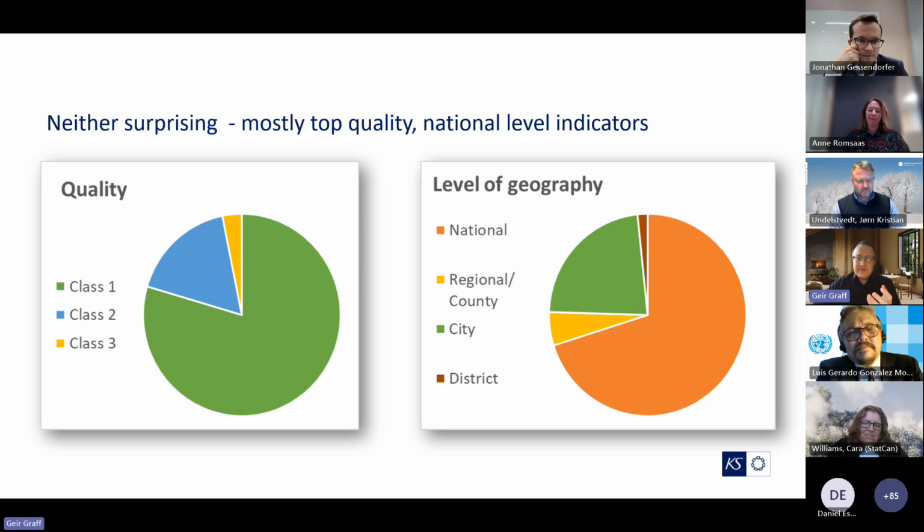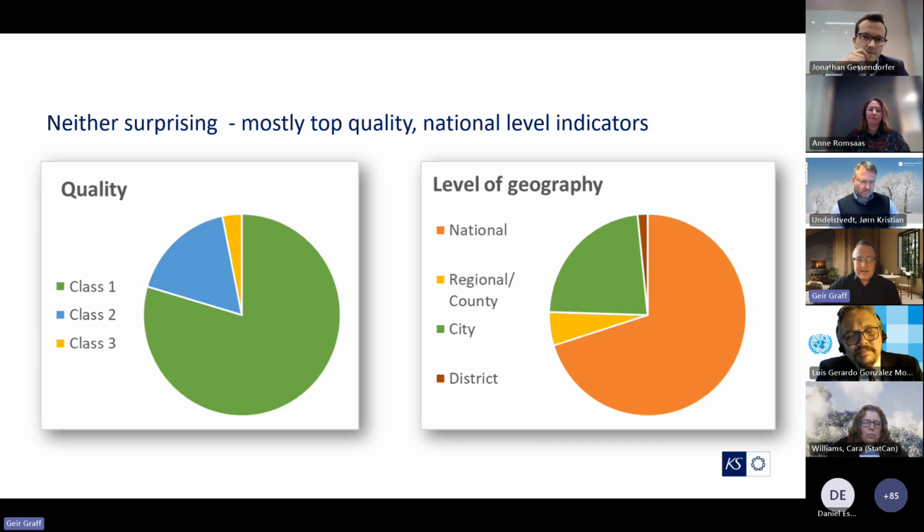There is also something interesting here, that most of these sets that we classified, almost 75% of those indicators are only available on the national level. That, of course, makes them maybe less relevant to use for a city or a municipality, because you can only get numbers from the national level. So these findings didn't surprise us much.